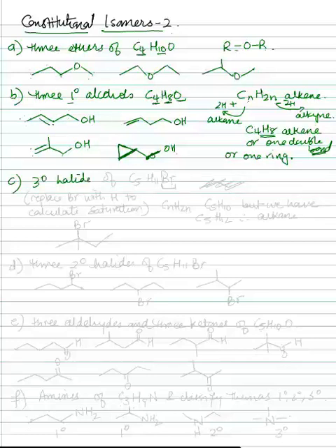Tertiary halide of C5H11Br. Tertiary halide meaning you have to have a carbon connected with 3 other carbons. So tertiary 1, 2, 3, and this is C5H11, by the way. When you have halide groups and you do the CnH2n formula with this, you have to replace the halide with a hydrogen.